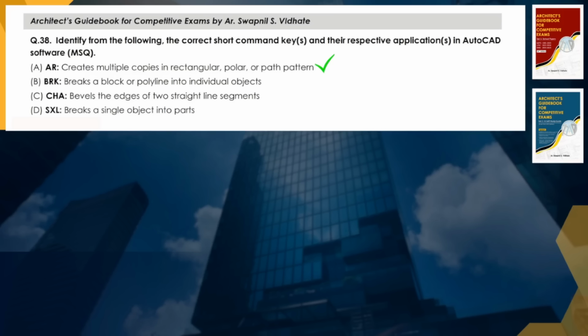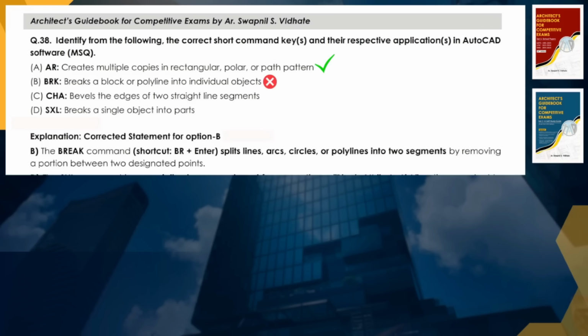Option B is BRK, and it breaks a block or polyline into individual objects. Now it is the incorrect command. To break a block or polyline, we use the explode command, right? Or the corrected statement for option B could have been the break command. It is used to split lines, arcs, circles, or polylines into two segments by removing a portion between two designated points. So option B is the incorrect one.